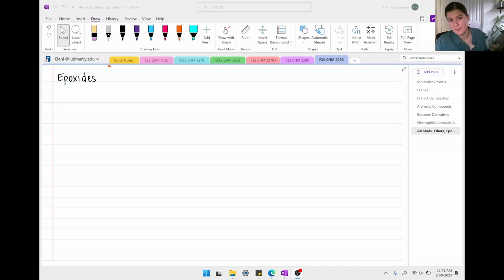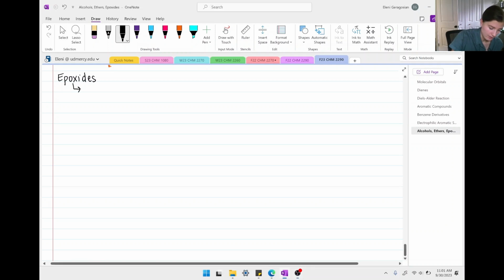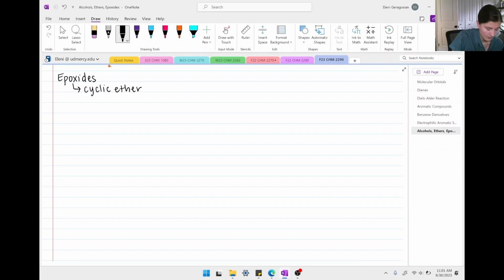Now let's talk about epoxides. So epoxides are a specific ether. They are a cyclic ether with a 3-membered ring. So we have a 3-membered ring where one of the members of the ring is the oxygen.